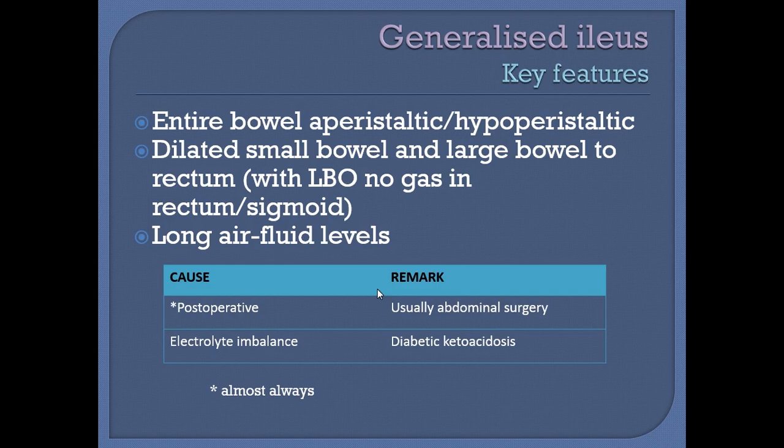Generalized ileus, when the entire bowel loops are aperistaltic or hypoperistaltic. Dilated small and large bowel to the rectum, unlike large bowel obstruction where there is no gas in the rectum or sigmoid, and long air fluid levels. It can be seen in the post-operative period, usually after abdominal surgeries, even within 1 or 2 days, and due to some electrolyte imbalance like in ketoacidosis, or in patients with excessive vomiting, diarrhea or gastroenteritis.